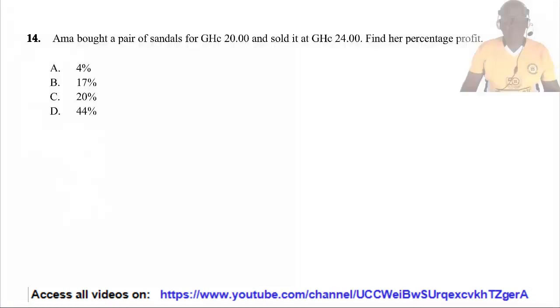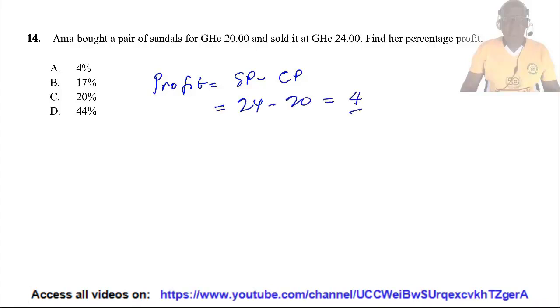Question 14. Amma bought a pair of sandals for 20 Ghana cedis and sold it at 24 Ghana cedis. Find her percentage profit. The profit is going to be equal to the selling price minus the cost price, which equals 24 minus 20, which equals 4 cedis.